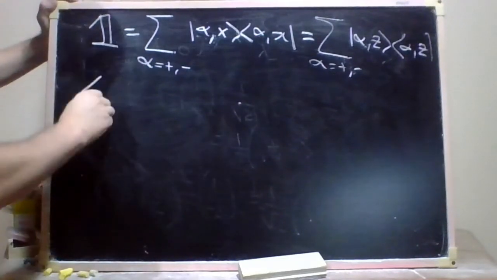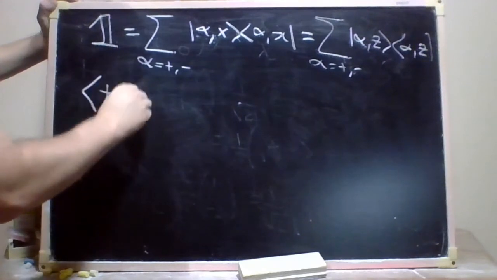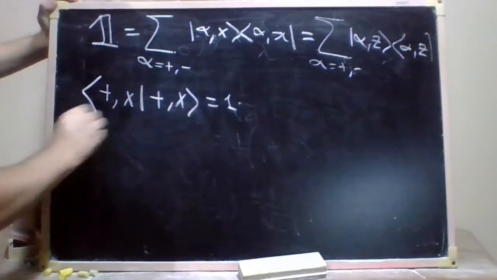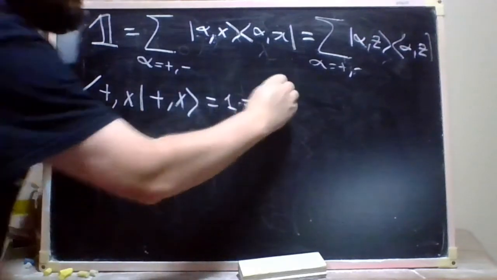Notice that plus in the x direction projected onto itself gives 1. It's the same for the minus.